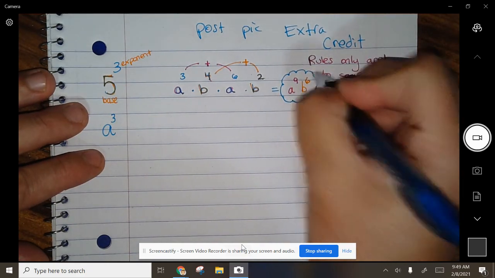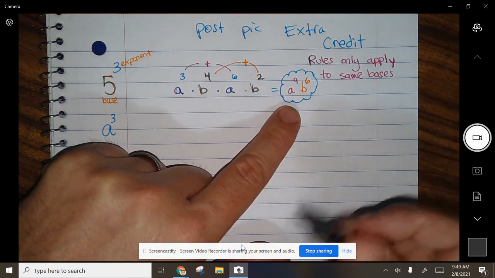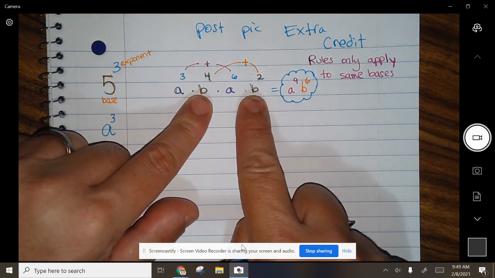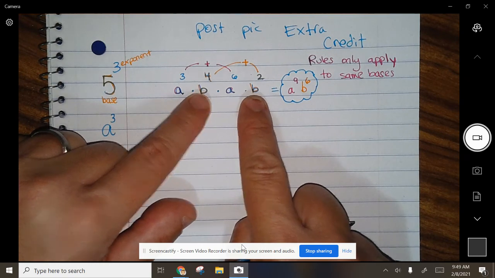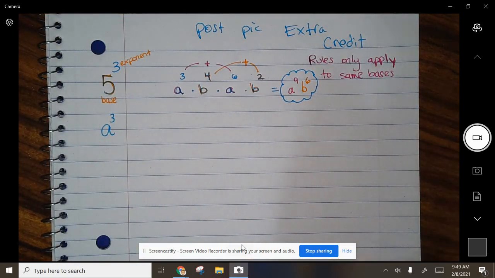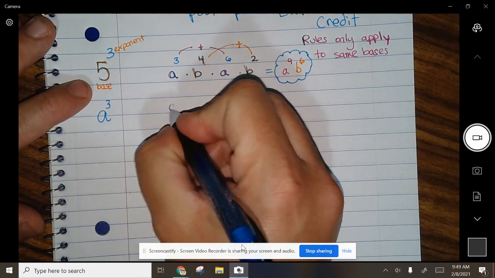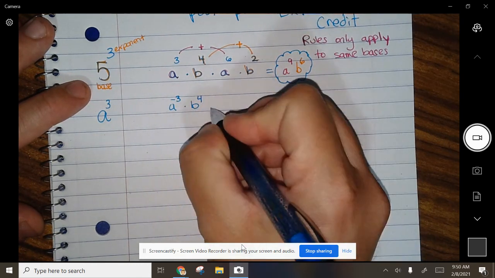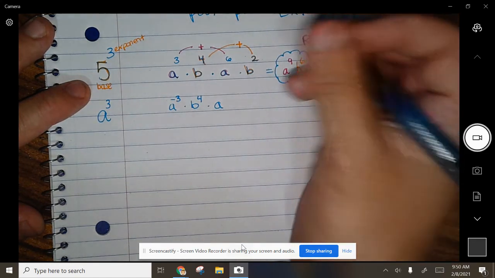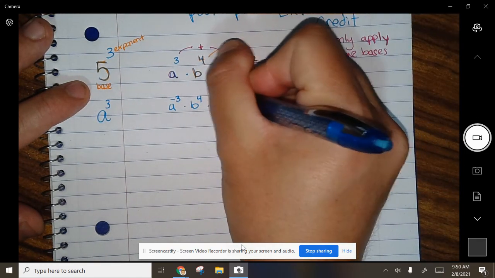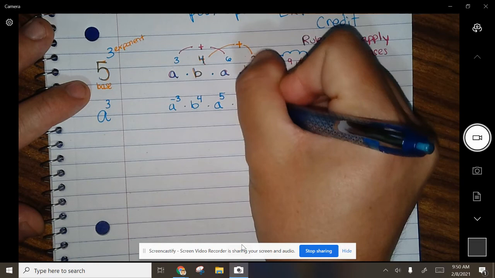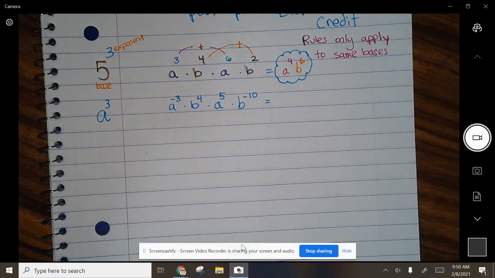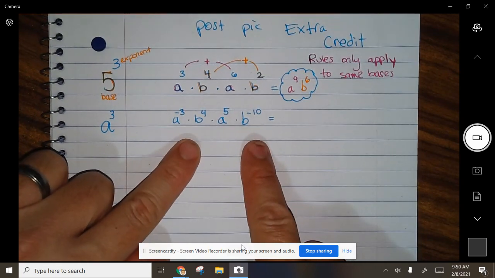And you may say to yourself, okay, that doesn't look too tough. I just know I have to take this apart, do one problem here and one problem there, which is fine. I can do that. Now, where it gets a little more challenging is, what if I said A to the negative third times B to the fourth times A to the fifth times B to the negative 10. Now we have some negatives involved, okay?